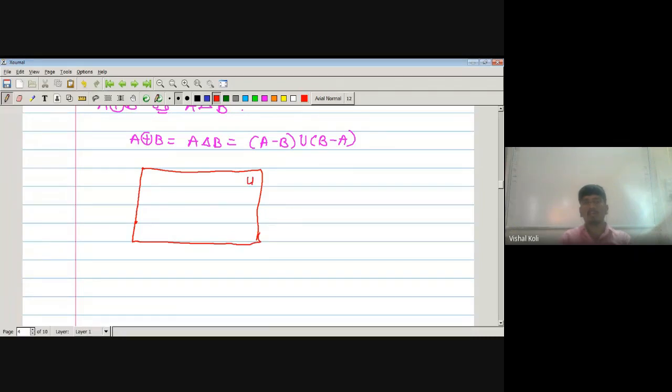If this one is the universal set U, and this one is the set A and this one is the set B. Now if we find A minus B, it contains all those elements which belong to A but are not members of B. But as A and B are two disjoint sets, it contains all the elements of A. Since there is no element common between these two sets, A minus B contains all the elements of A, and B minus A contains all the elements of B. Since there is no common element between B and A, B minus A is nothing but B only.